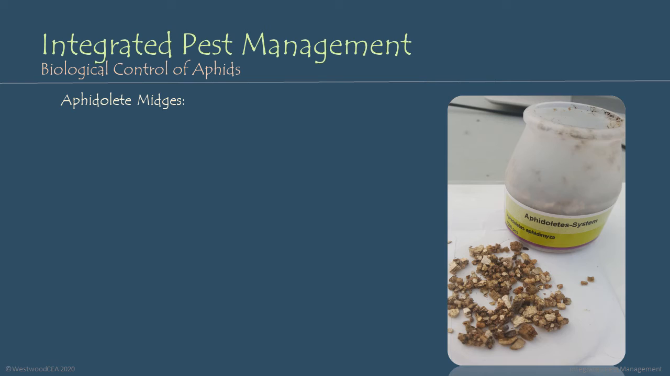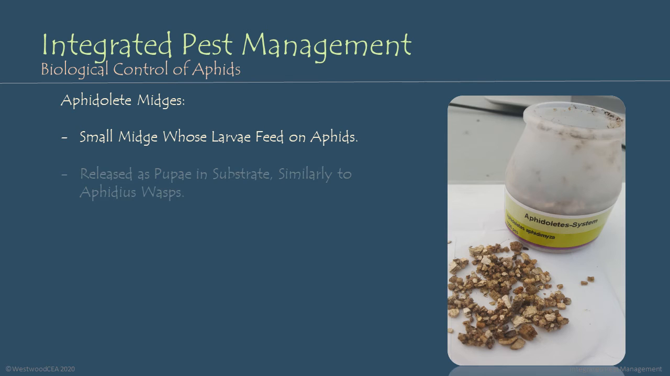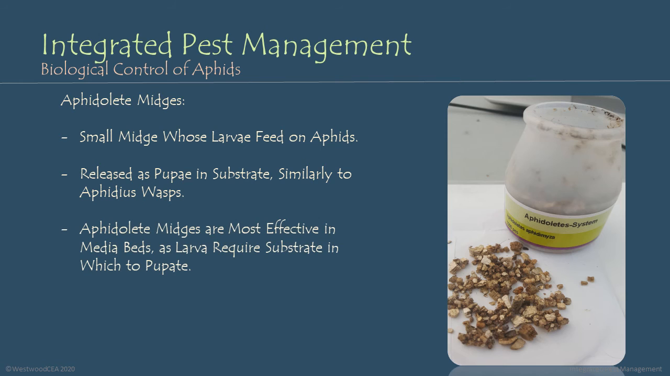Another common beneficial that's used in managing aphid populations in growing environments is aphidolite midges. These are small midges whose larvae feed on aphids. Aphidolite midges are released as pupa in substrate, similarly to how Aphidius wasps are purchased. Aphidolite midges are most effective in media beds as the larvae require a substrate in which to pupate. Typically, aphidolite midges aren't utilized in hydroponic or aquaponic environments, but they can be useful in addressing aphid problems in the media beds of your growing environment.